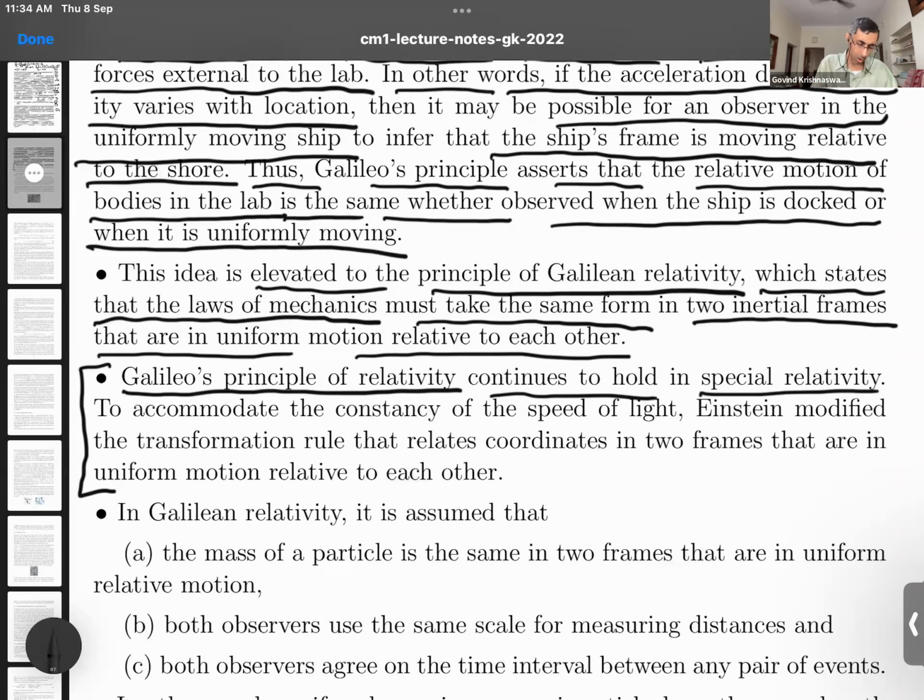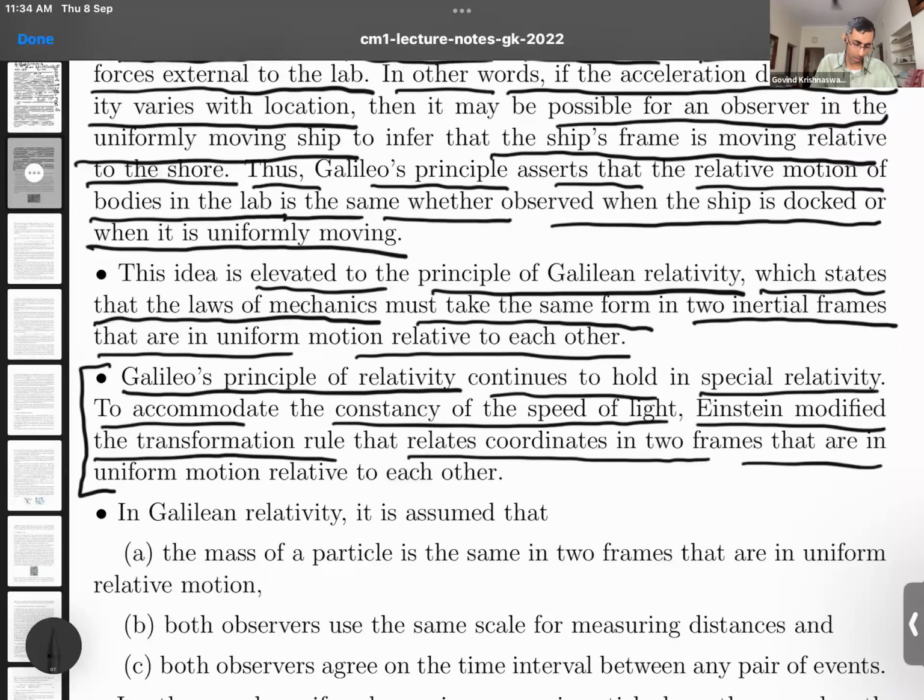To accommodate the constancy of the speed of light, Einstein modified the transformation rule that relates coordinates in two frames that are in uniform motion relative to each other. Okay, that statement is not understandable at present, but we will make it understandable later on. But the point I want to convey right now is that Galileo's principle of relativity continues to hold in relativistic mechanics. It is not something special only to non-relativistic theory.